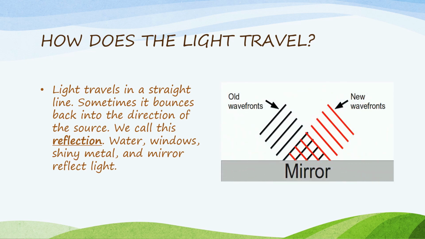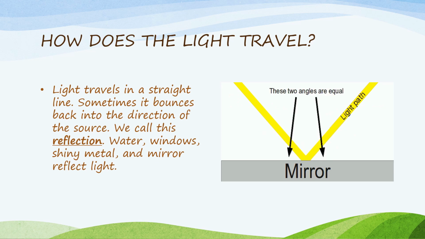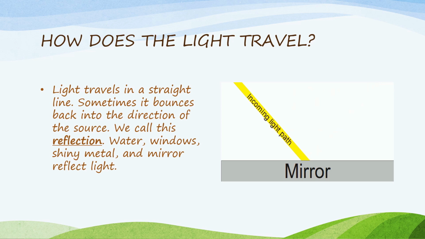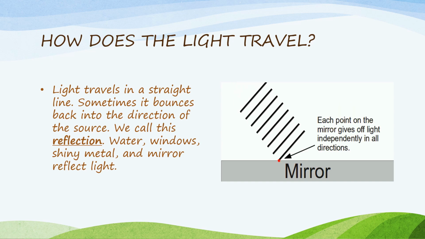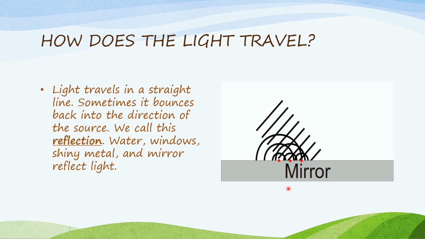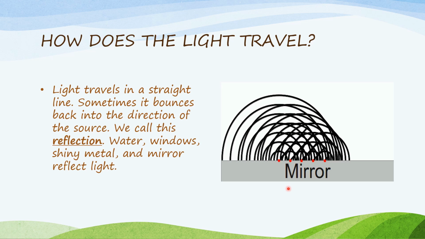So the light travels in a straight line. So yung water, kapag tinapat natin sa water, windows, shiny metal, and mirror, the light will reflect, and that is called as reflection. So, for example, this video will explain the reflection.